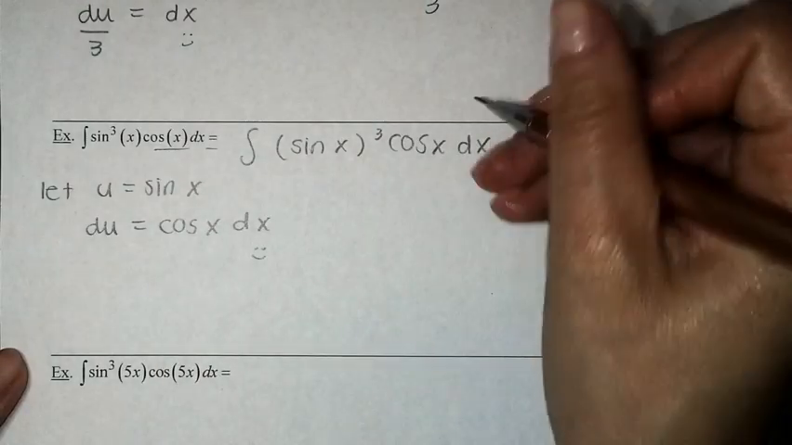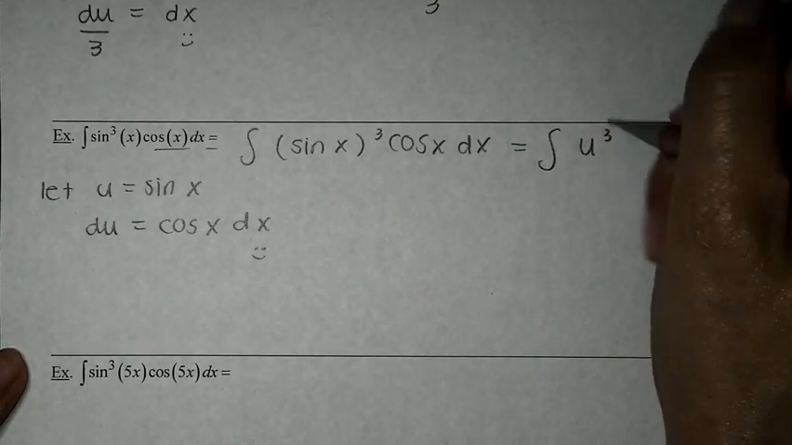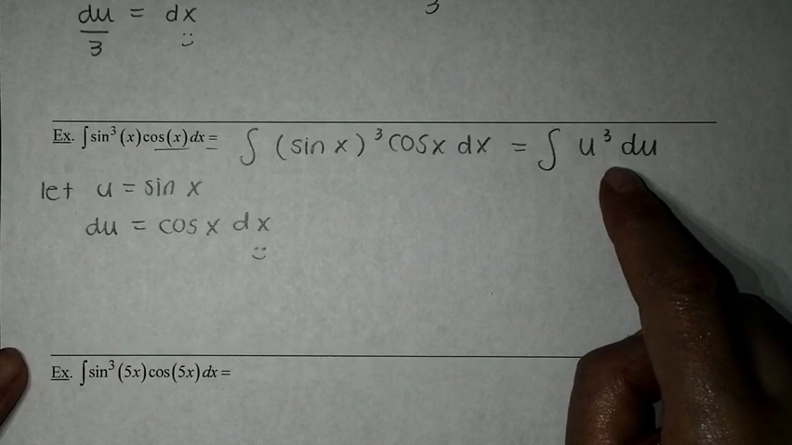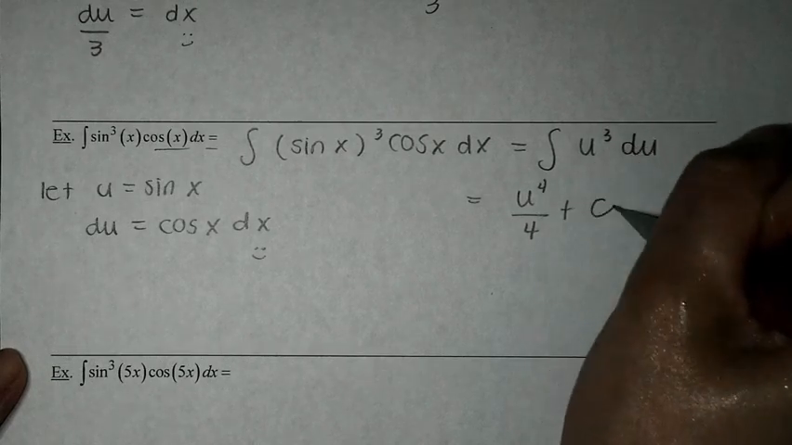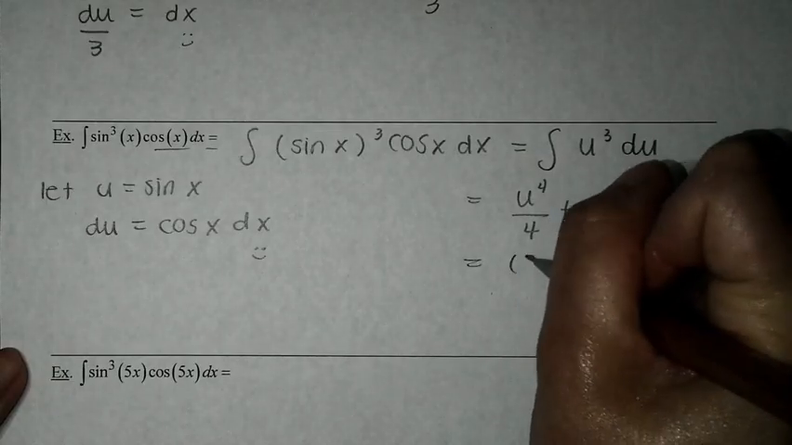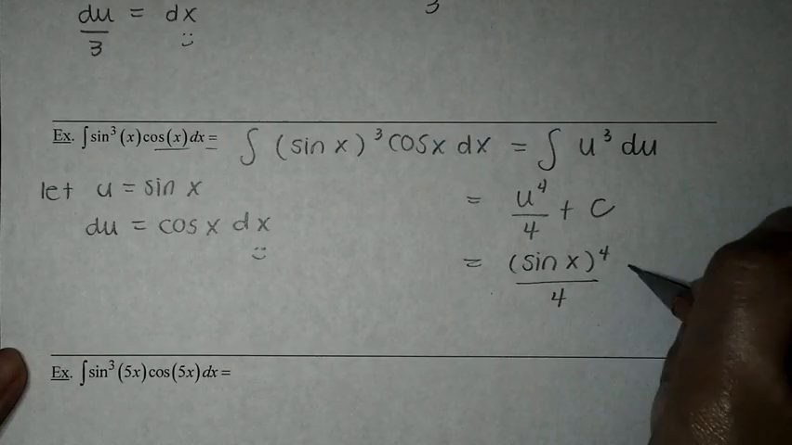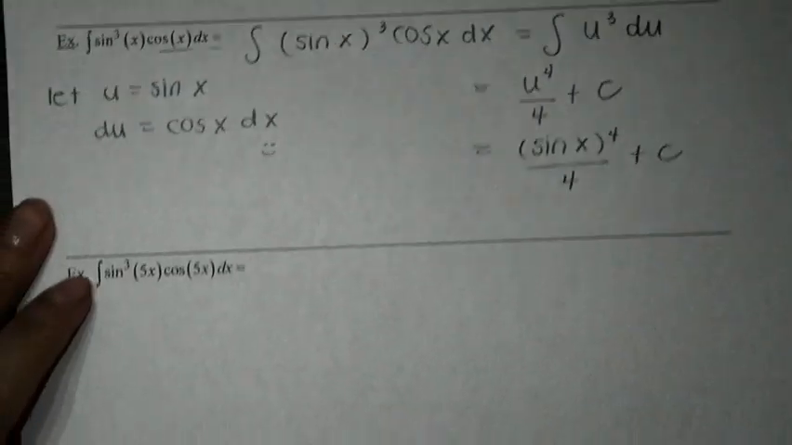So what do you have here? This is going to be equal to the integral of u cubed du. What are you going to do here? Again, just use the power rule, so you have u to the power 4 divided by 4 plus c. Go back to your x values. In this case, it's going to be sine x to the power 4 divided by 4 plus c, and we're done. Isn't that nice? It looked very complicated, but look at this. Simple, right?